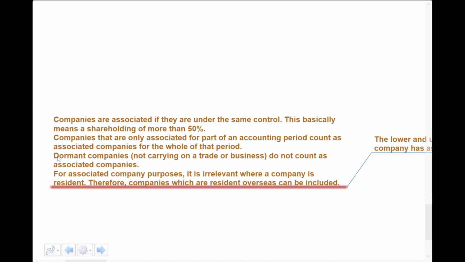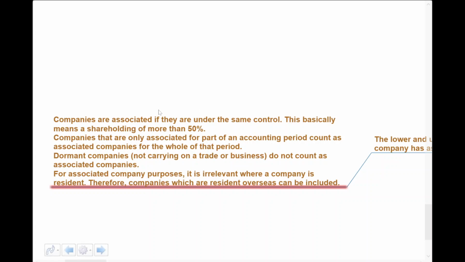Note these various little rules. For example, dormant companies. You could have a company that has the correct shareholding, but it's dormant, in other words it's not carrying on a trade. They don't count, so they're not a company I would include in my associated companies pot. Outside of that, where a company is resident abroad, resident in Oompa Loompa land, they still count. I don't care that they're not resident in the UK. If they are associated, they go into my count of associated companies.